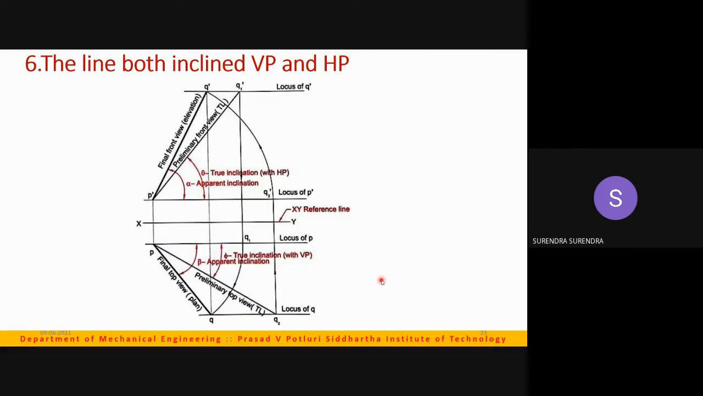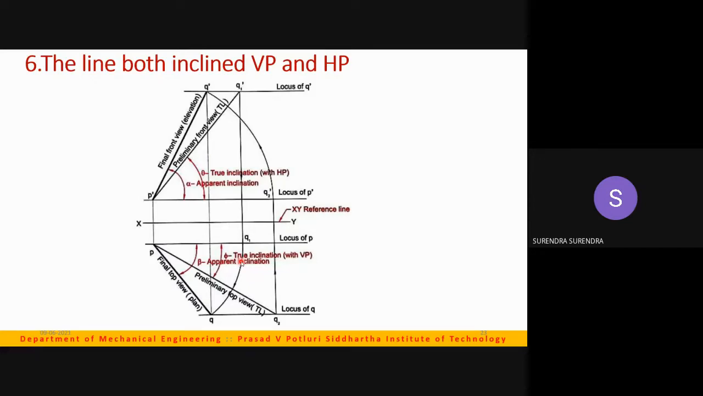If you observe the inclination, theta is different from alpha. The true inclination is different from the apparent inclination. In the final view, we can see only the apparent inclination. Alpha is the inclination of the projection line with respect to XY in the front view, and beta is the apparent inclination in the top view. The inclination of the top view with XY is beta. The inclination of the front view with XY line is alpha.